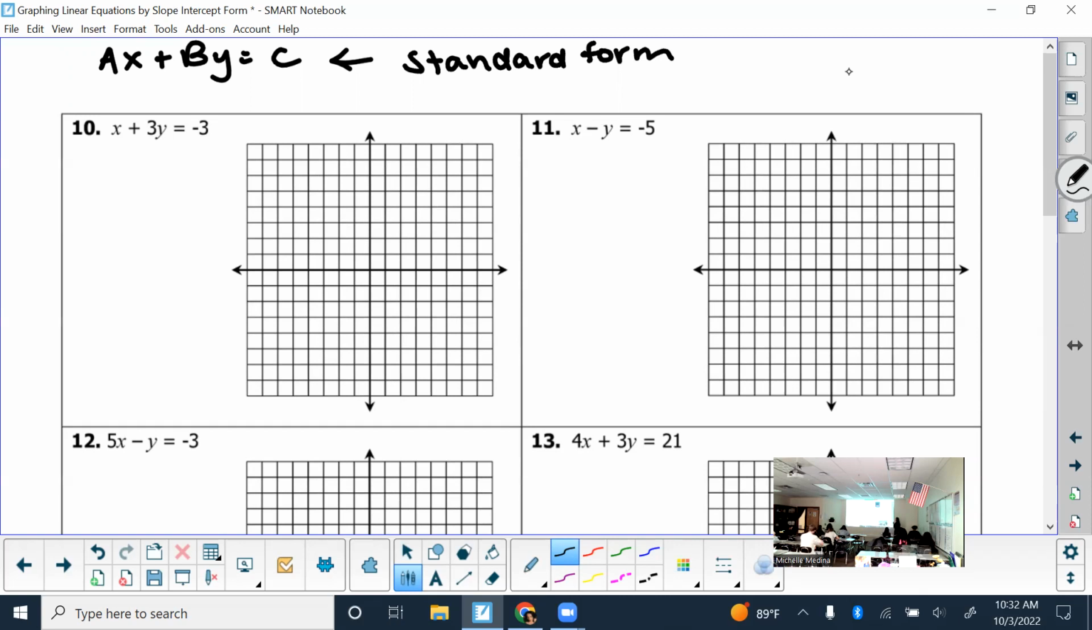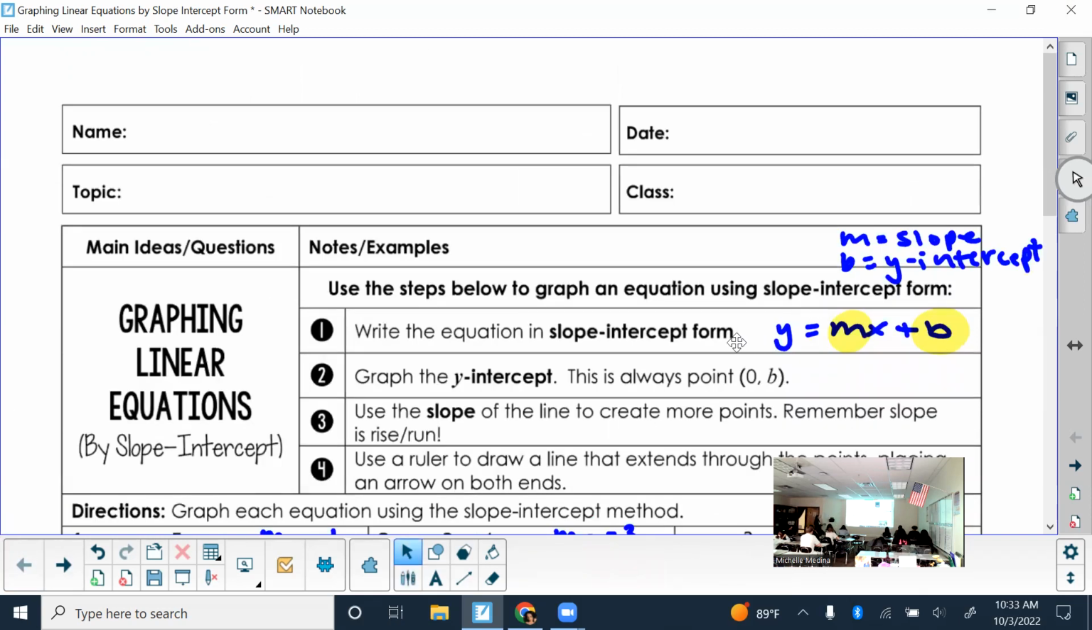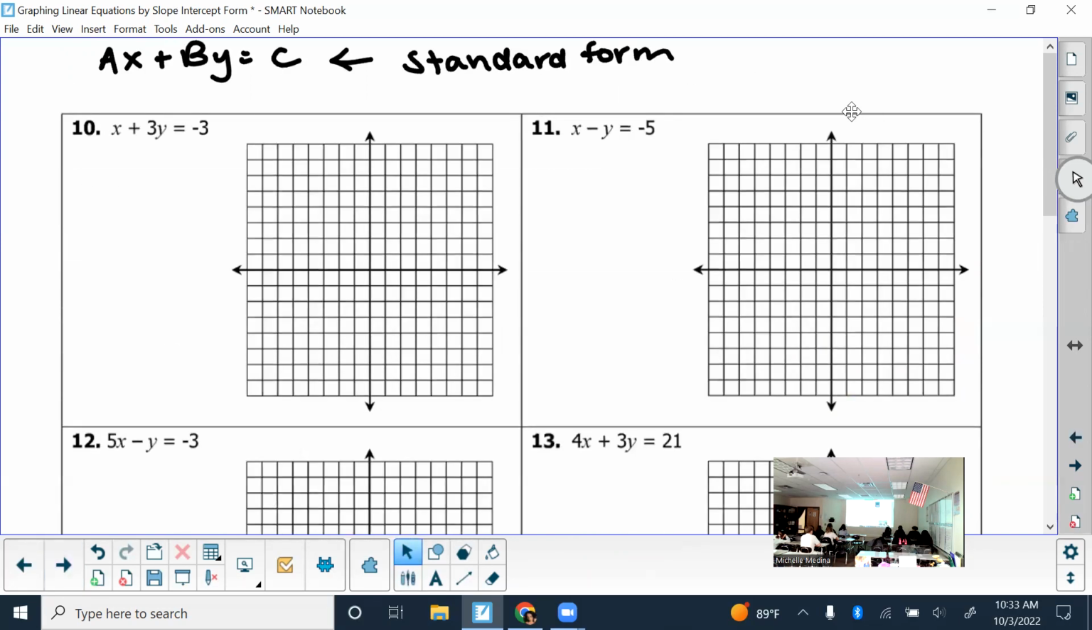In standard form you can't clearly see the slope and y-intercept, so I'm going to want to rearrange it to slope-intercept form. In slope-intercept form, what's by itself? No, it's completely by itself. The y. So if I can rearrange these equations into slope-intercept form by isolating the y, then I can clearly see my slope.